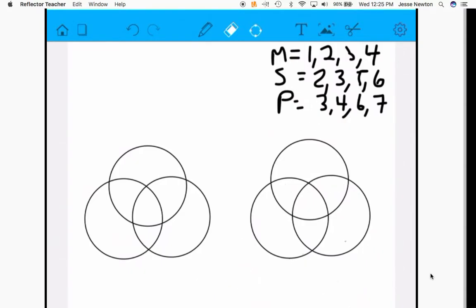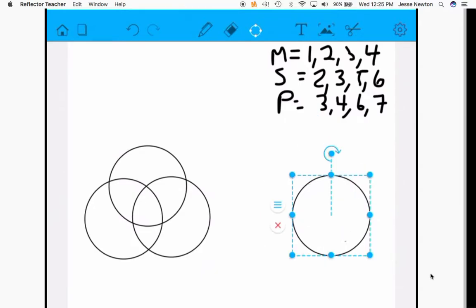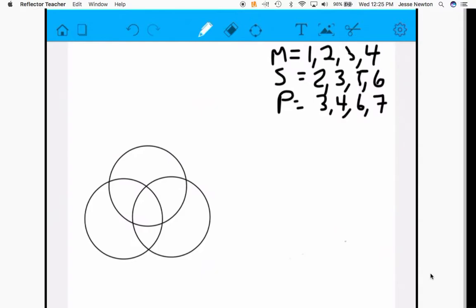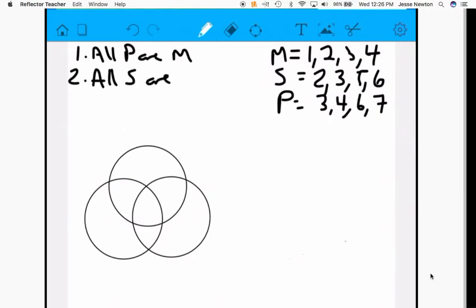So let's see, I'm going to have to delete this one over here just because I'm going to need room to work with. So let's write an argument up here. All P are M, and all S are M, and then 3. All S are P.